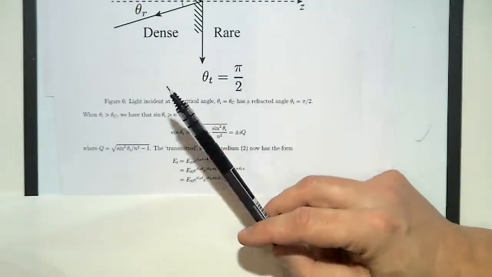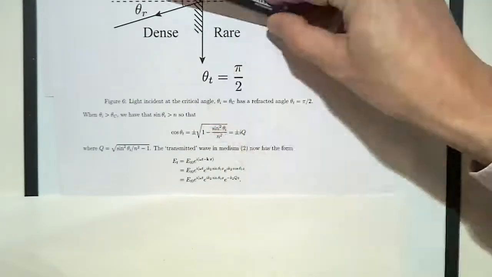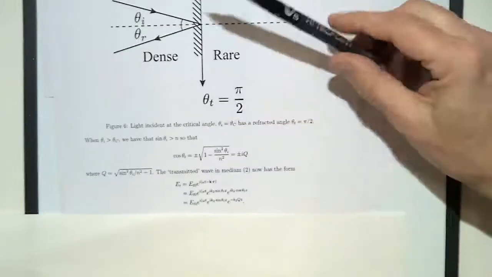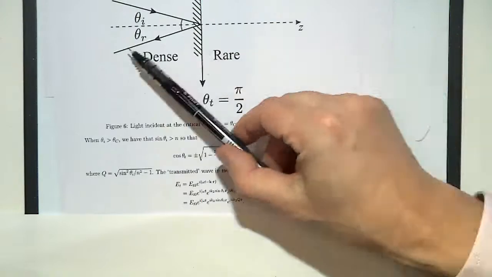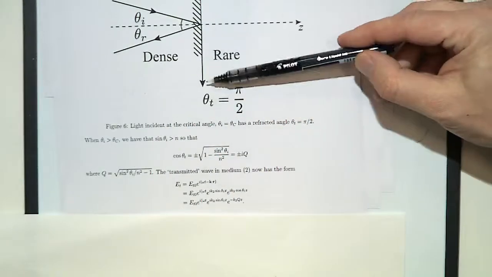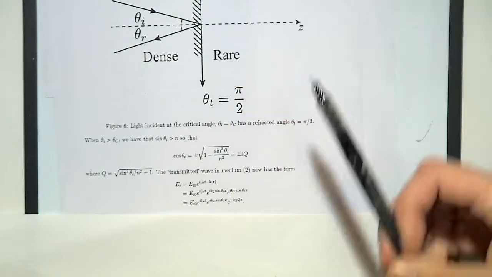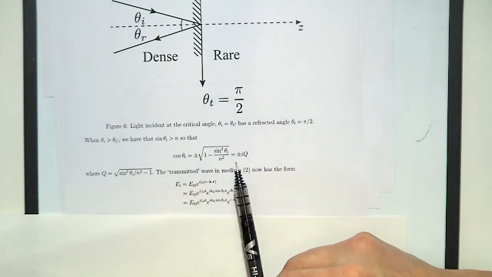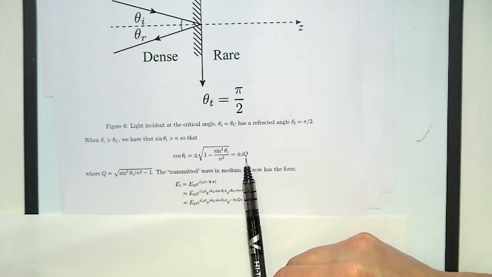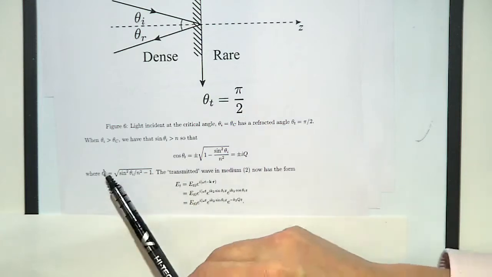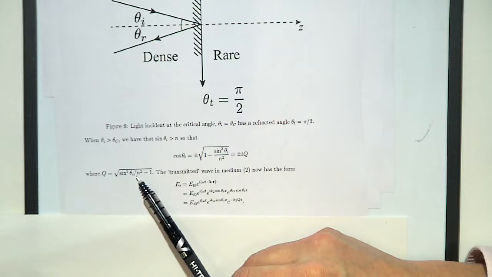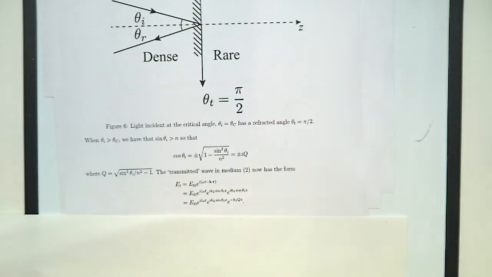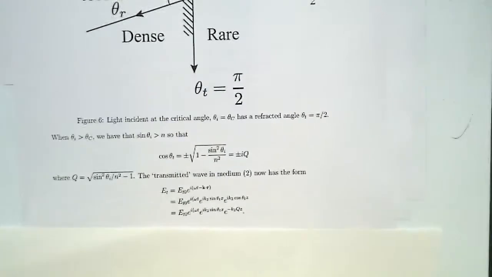When we have an incident angle which is larger than the critical angle, I still get complete reflection, but I now have a component in medium 2 which is somehow complex. Okay? So we can write down a complex value for the transmitted angle. It's now equal to plus or minus IQ, where Q is given by Snell's law. Okay? So we have some kind of transmitted wave, and if we write it down explicitly, we can simply write down in terms of that Q value what it is.